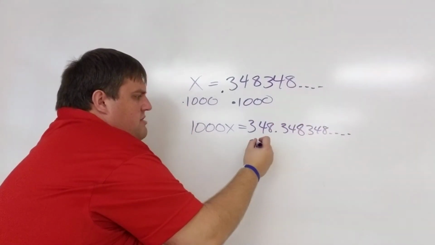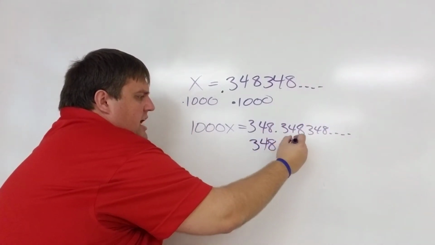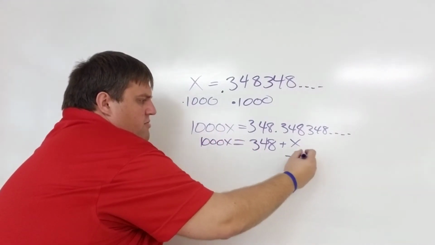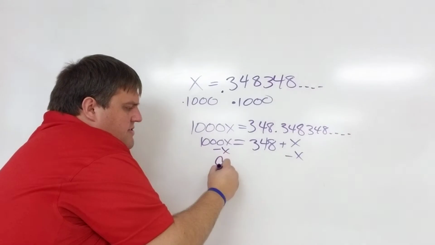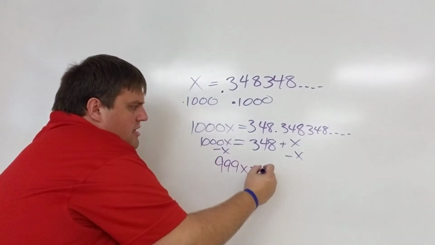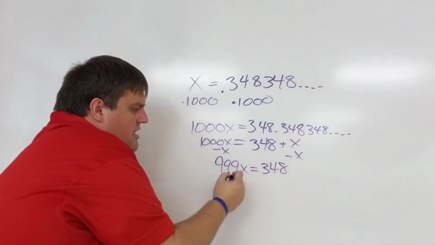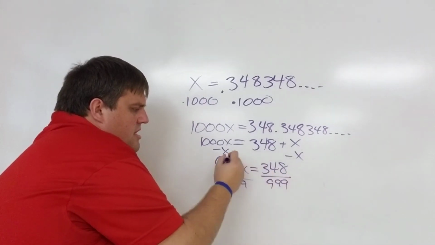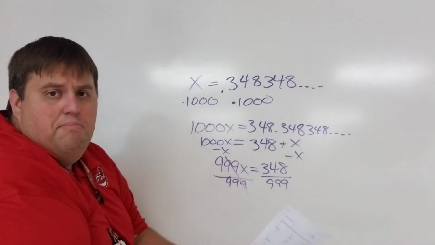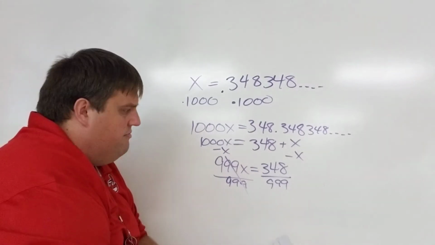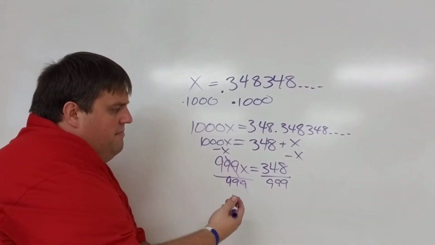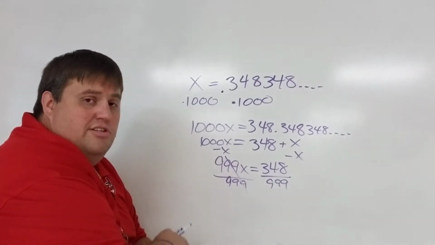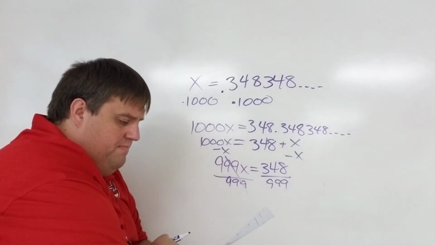Rewrite this part as 348 plus x. Subtract 1x from both sides. That gives you 999x equals 348. And then divide by 999. There's your fraction. I proved that it was rational. I can write it as a fraction. Yeah, that's good. You don't even have to simplify it here. As long as you're proving that it's a fraction, you're good.